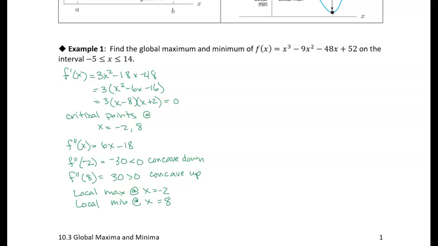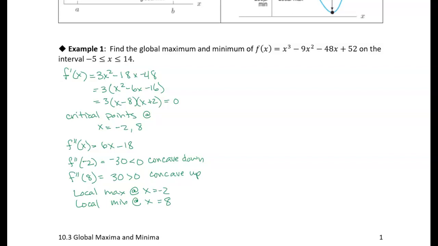Now, so we've got our local maximum and minimum, but in order to find the function's global maximum and global minimum, we have to evaluate the function not just at these local maxes and mins, but we also have to look at the endpoints. So let's do that next.